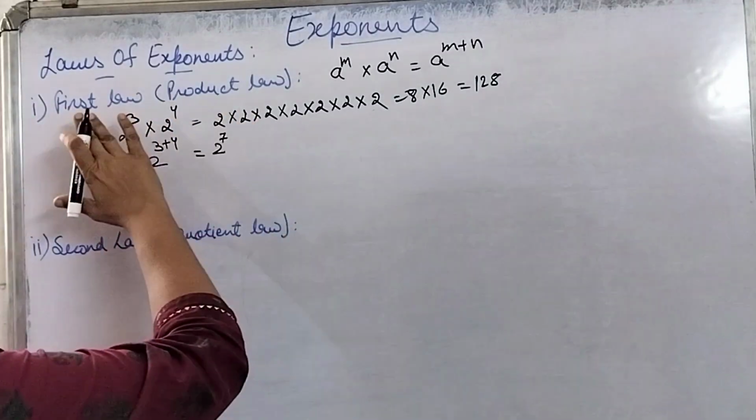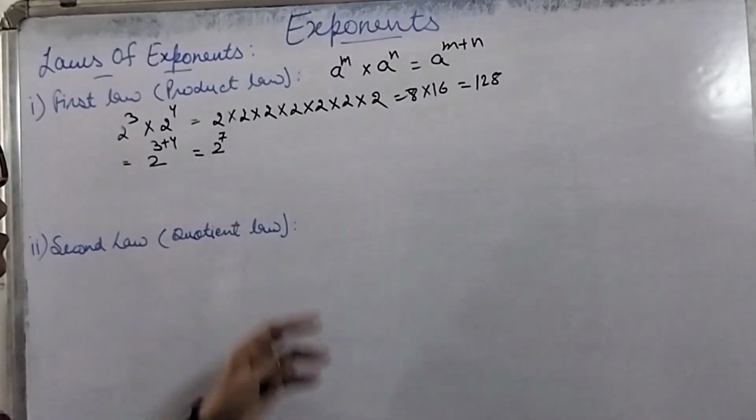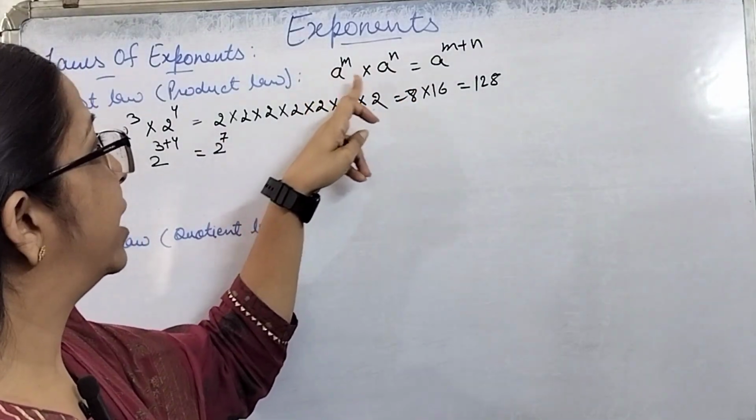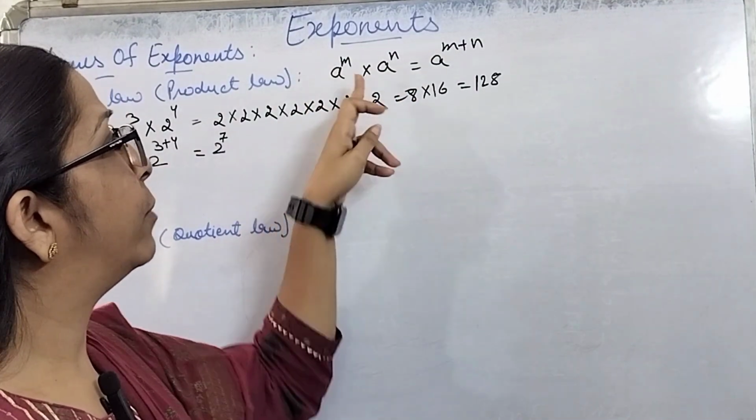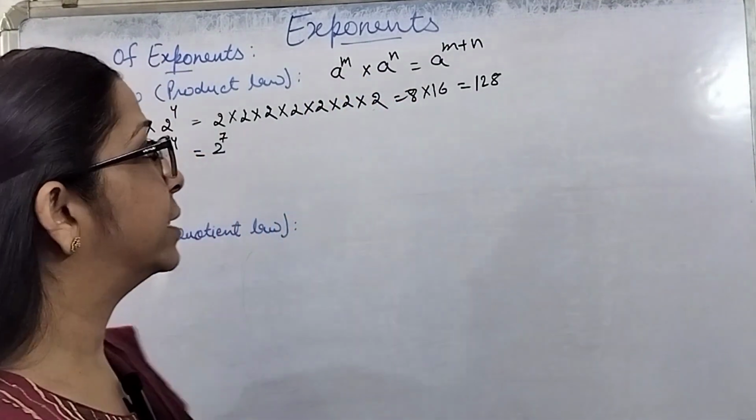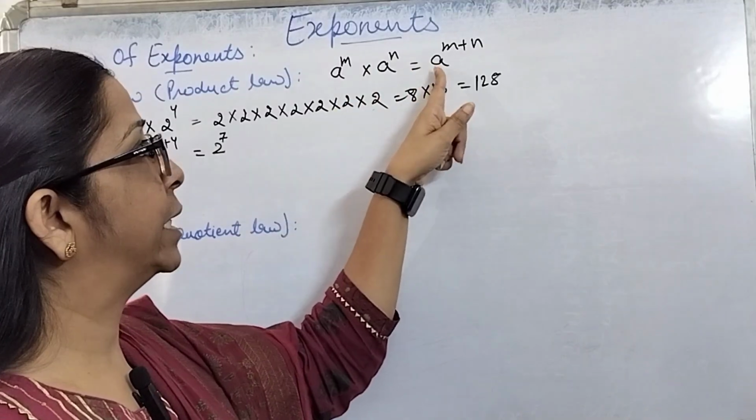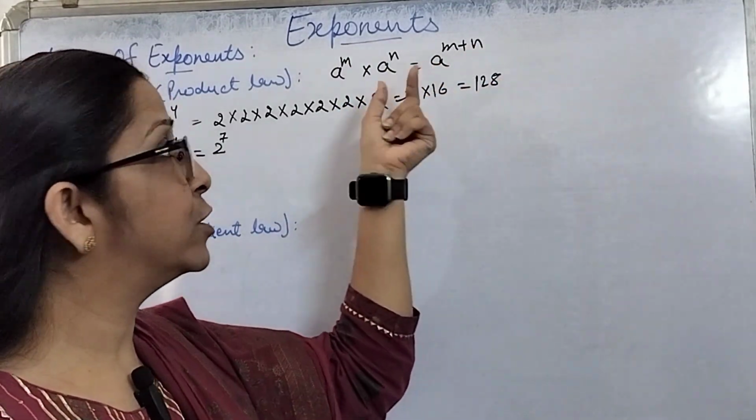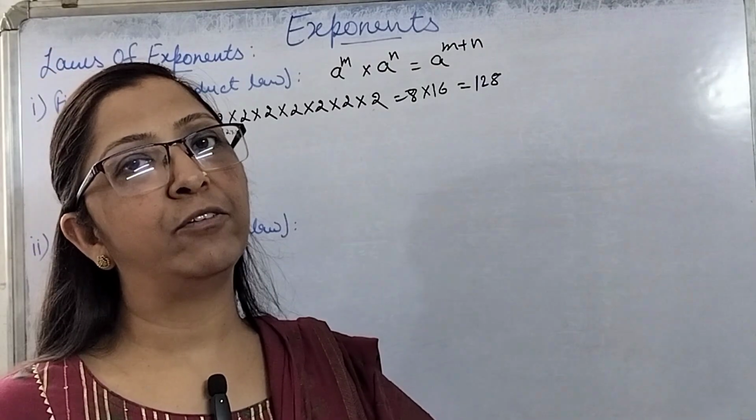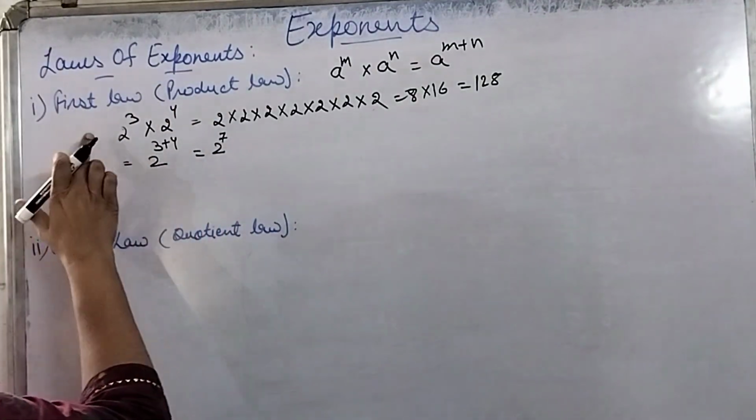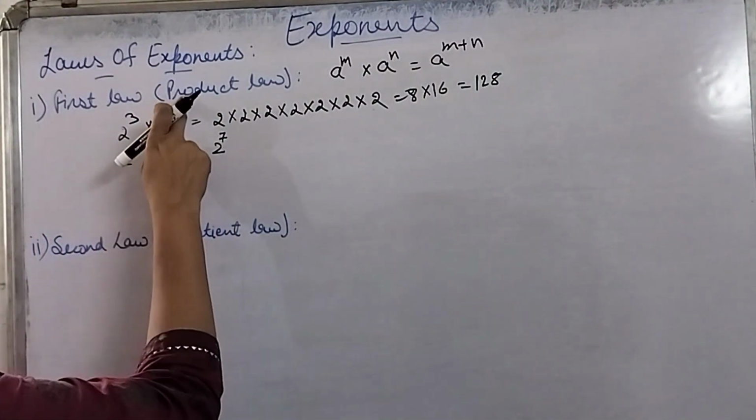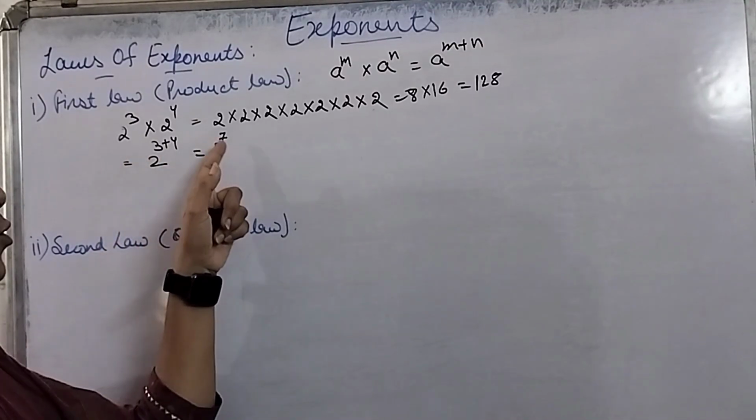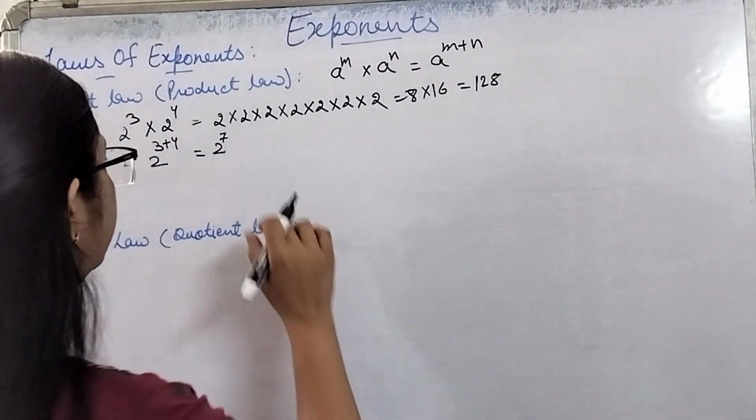So according to the first law of exponents, if there are two numbers in exponential form with the same base and we have to multiply these two numbers, the product will keep the same base and add the exponents of the two numbers, or add the powers. So 2 raised to the power 3 multiplied by 2 raised to the power 4 can be written as 2 raised to the power 3 plus 4, that is 2 raised to the power 7.